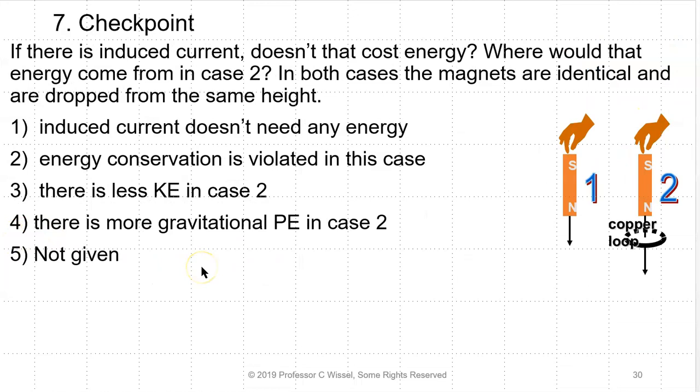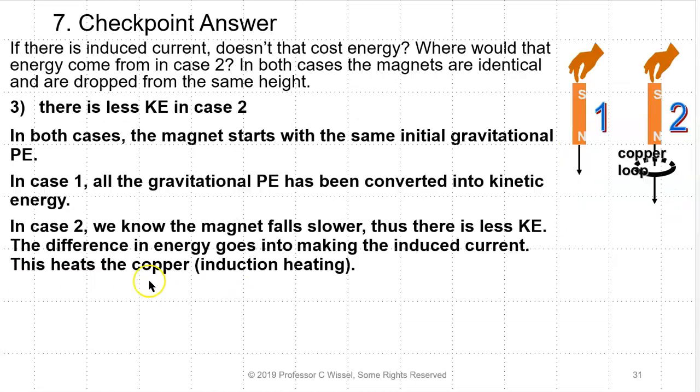Okay, if there's an induced current, doesn't that cost energy? Where would that energy come from in case 2? In both cases, the magnets are identical and they are dropped from the same height. Well, there's less kinetic energy in case 2. In both cases, the magnet starts with the same initial gravitational potential energy. In case 1, all the gravitational PE is converted into kinetic energy. In case 2, we know the magnet falls slower, so there's less KE. The difference in energy goes into making the induced current and heating the copper wiring.